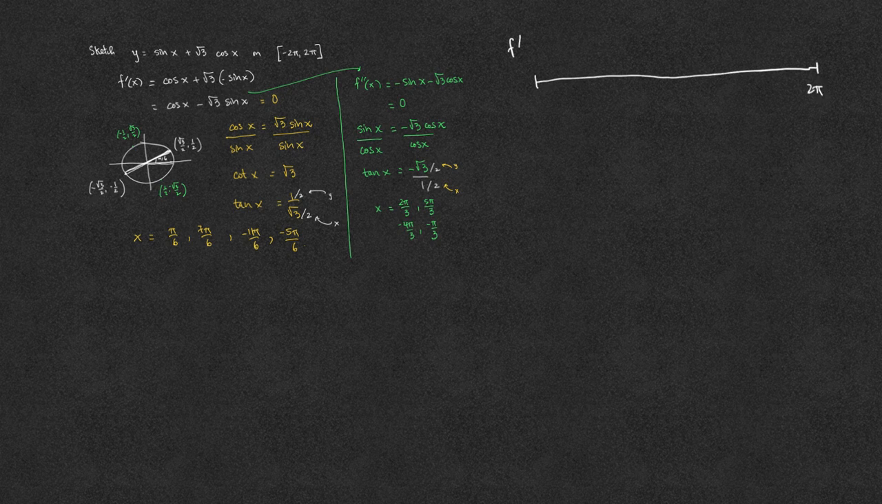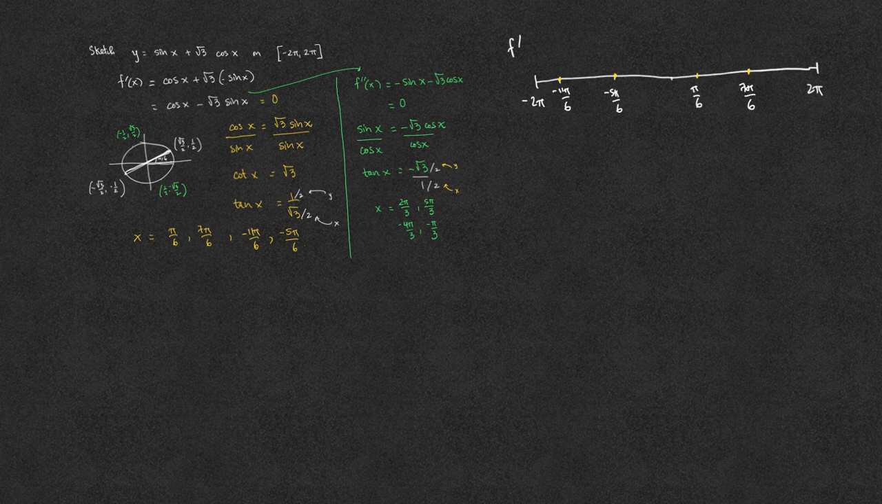For f prime, the critical numbers or the cut points are negative 11 pi over 6, negative 5 pi over 6, pi over 6, and 7 pi over 6. There are four cut points that cut the interval negative 2 pi to 2 pi into 1, 2, 3, 4, 5 subintervals. We then test the sign of the first derivative in each of these subintervals.